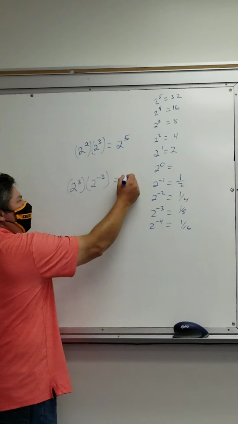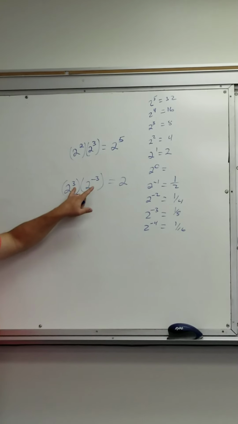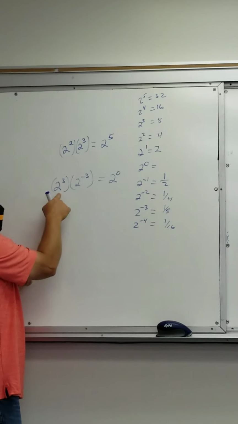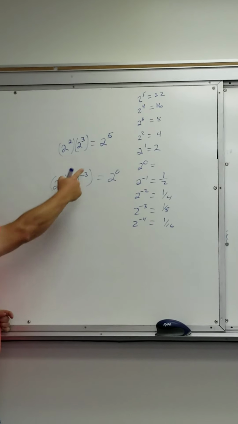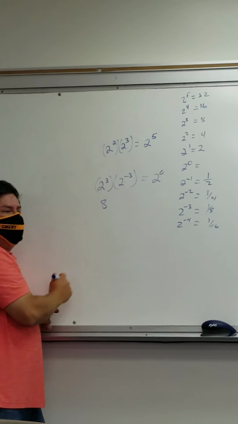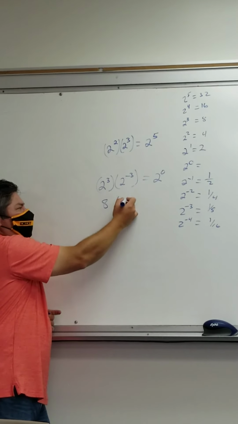2 to the what? 0. What's 3 minus, good. It is 2 to the 0. Now, what does 2 to the third mean? What is it? 2 to the third is 8, right? You guys just said that. What's 2 to the negative third?